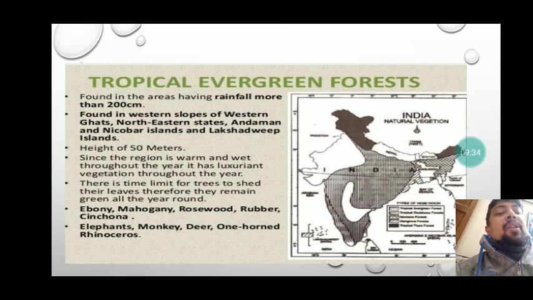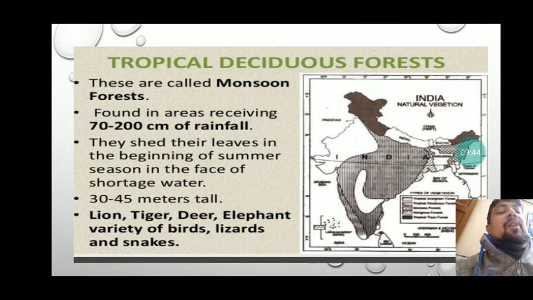And what is important about this particular type of evergreen forest? There is no fixed time limit for trees to shed their leaves, therefore they remain green all the year round. That is why these are termed evergreen. Now come to the deciduous forest. These are called monsoon forests, and here they receive 70 to 200 centimeters of rainfall, and the trees are almost 30 to 45 meters tall. Lions, tigers, deer, elephants, and many varieties of birds and animals are found in this particular forest.